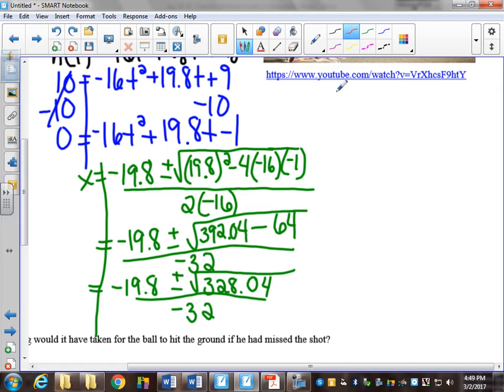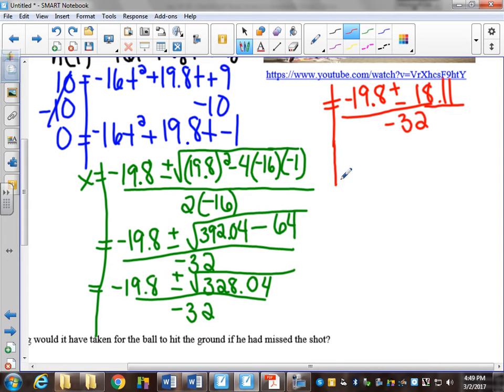I'm going to extend that up here. So we have negative 19.8 plus or minus the square root of 328.04. I got that to be 18.11. And again, if you round to 3 decimal places, that's perfect. I just have it rounded to 2. It should specify on the test how many decimal places they want you to round. Okay? So now we're going to have 2 answers.